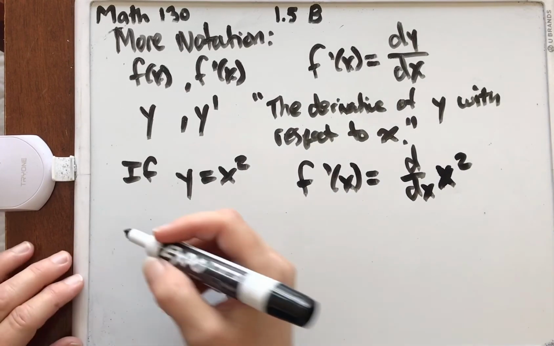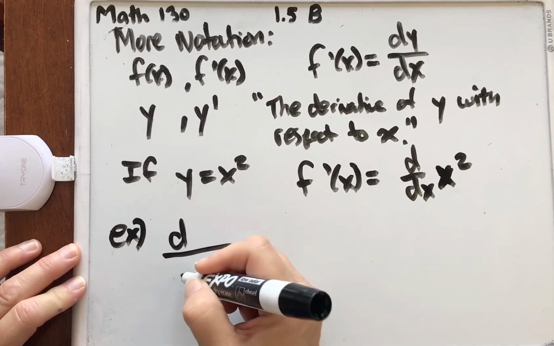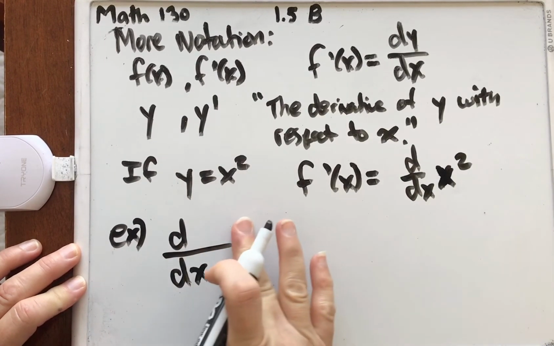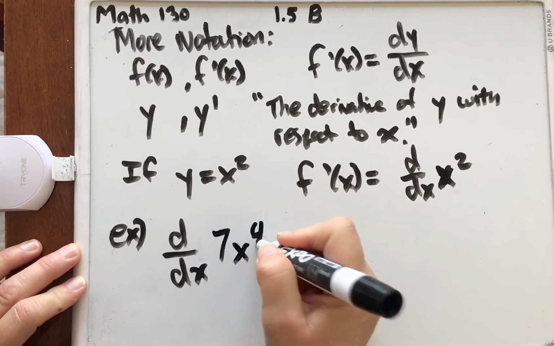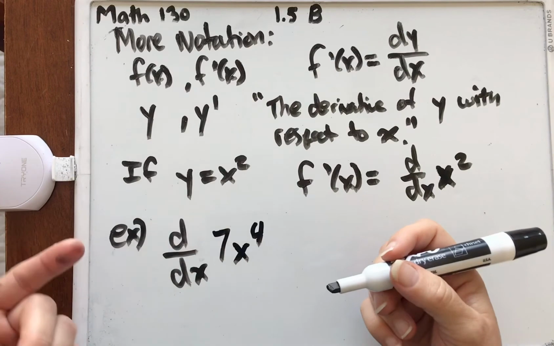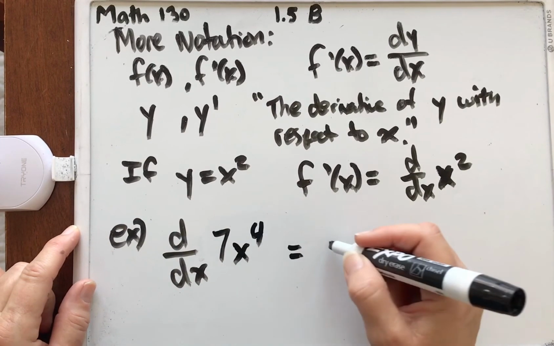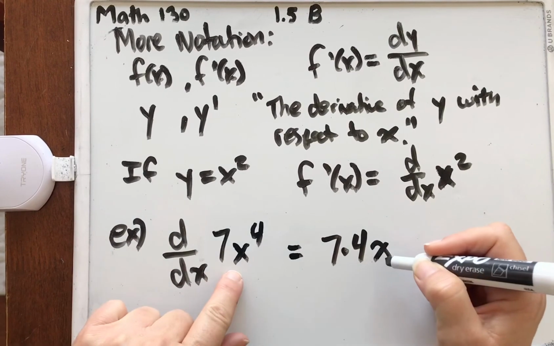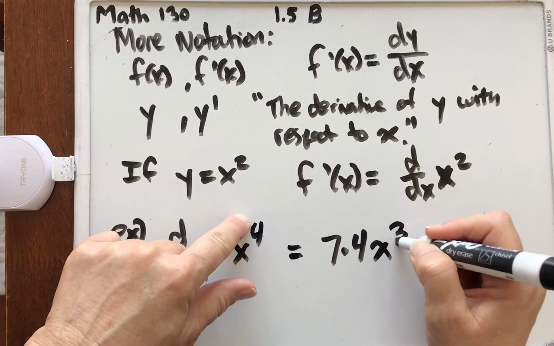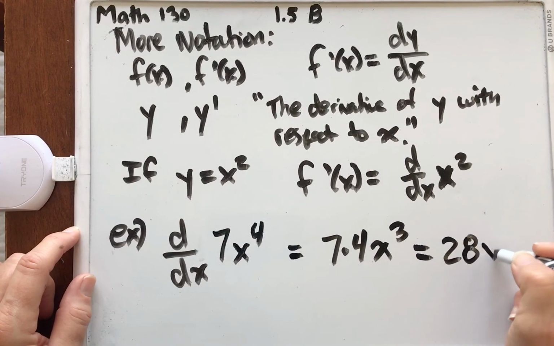Okay, so here's an example. If we were asked to do d dx of 7x to the fourth, just think of it as a derivative. That's all this means. We'd bring that 4 down, so we have 7 times 4. Keep the x, subtract 1 from 4 is 3, and our answer would be 28x cubed.